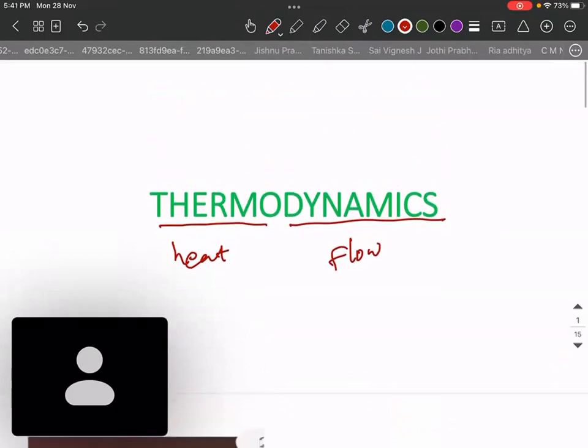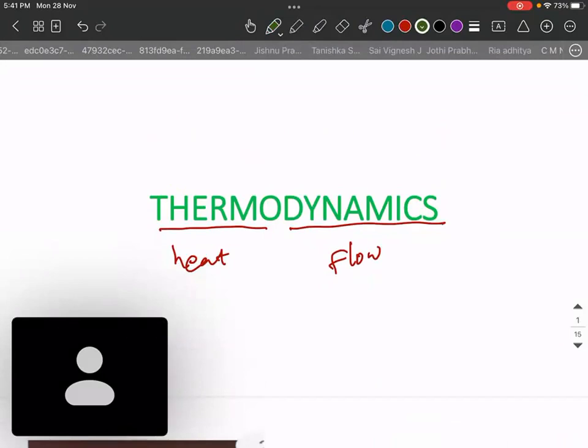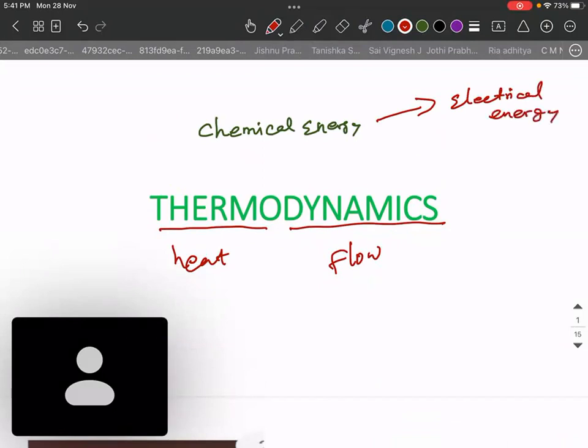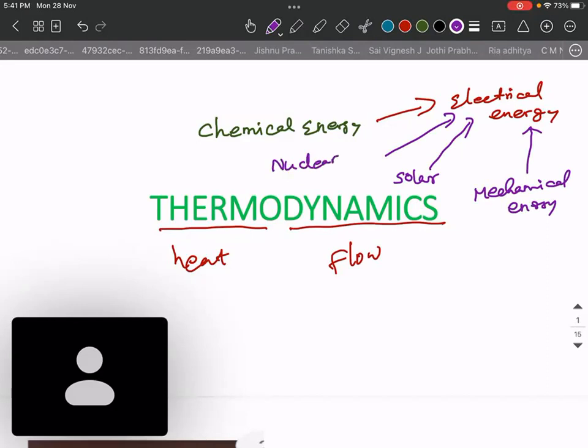What are the various forms into which we can transfer the energy? I will write here itself. When you have chemical energy due to a chemical reaction, the energy gets evolved. That is chemical energy. This chemical energy can be transferred into electrical energy. In the same way, mechanical energy gets transferred into electrical energy, solar energy can be transferred into electrical energy, and nuclear energy can be changed into electrical energy. Then thermal energy can be changed into mechanical energy, which is also changed into electrical energy.